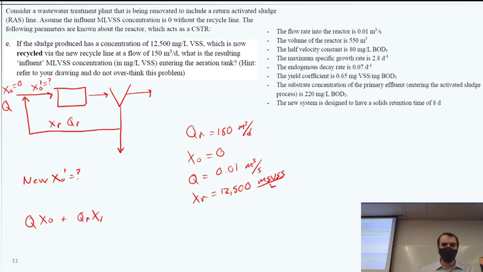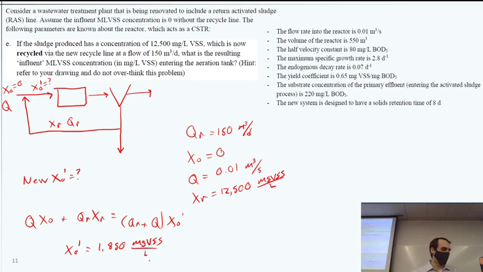So we had QR XR here. So this is the combination of the amount in the recycle line plus the amount in the inflowing line. This is going to be equal to our amount that we're looking for in the combined flow. So QR plus Q times that X naught prime that we're looking for. So we have all these parameters. We just need to do a conversion. And then once we do that, we can say X naught prime is equal to 1,850 milligrams VSS per liter.